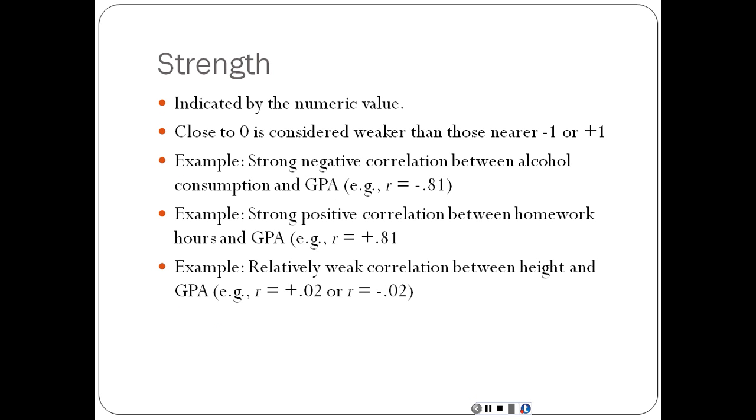Now strength is indicated by the numeric value. So close to 0 is going to be considered weaker than those nearer to -1 or 1. So for instance, we can have a strong negative correlation between alcohol consumption and GPA. So that's telling us that there is a strong relationship between those two variables. So r would be -0.81. Or we can say that there's a strong positive correlation between homework hours and GPA, which would give us an r of +0.81.